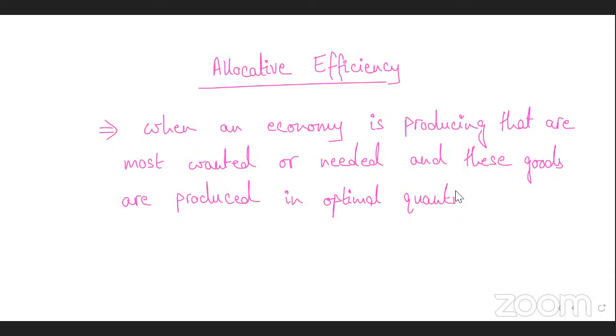Now, think about this. At any point in time, an economy will always have limited resources. We know this because the basic economic problem always exists. Now, a challenge for an economy is to decide what products it should focus on, right? What products should it produce more of, right? That's why one part of allocative efficiency says that you should produce goods that are most wanted, and the second part of allocative efficiency says that you should produce these goods in optimal quantities, right?